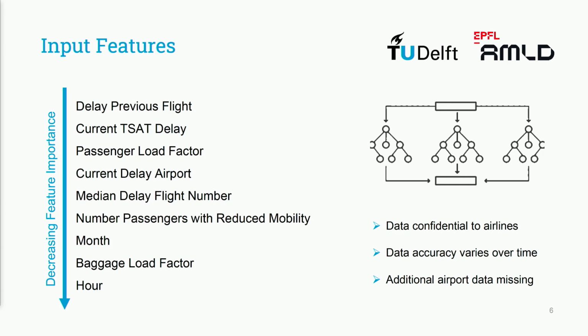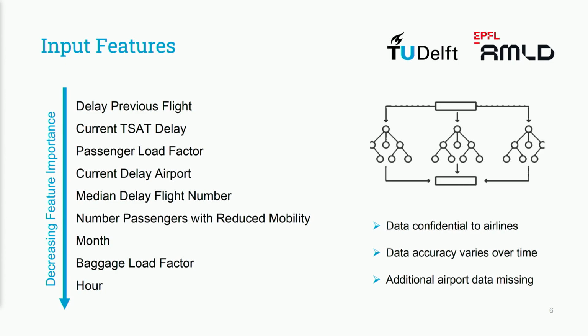Current delay at the airport, this is very important. This is already the first more important element. Our airline only had this information for the hub airport. Again, very limited data. But this is quite important, meaning for other airports, our model is not so good because we just don't have that information.